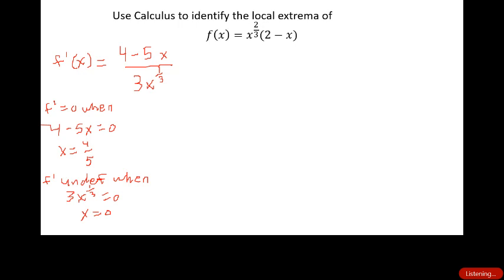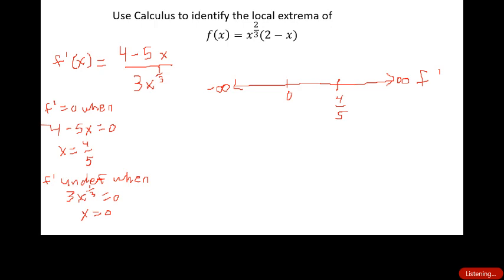We don't know if these are minimums or maximums. In order to figure out whether they're minimums or maximums or neither, you do have to look at the sign of the first derivative on either side of your critical points. So I'm going to draw another number line. This number line is going to represent the first derivative with positive infinity over here and negative infinity over here. And I'm going to put my two critical points in numeric order on my number line. So I have 0 first and then 4/5.